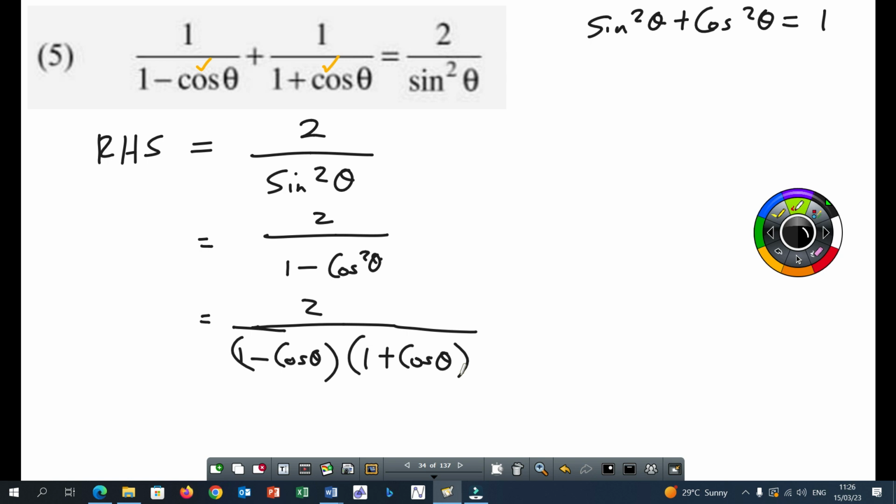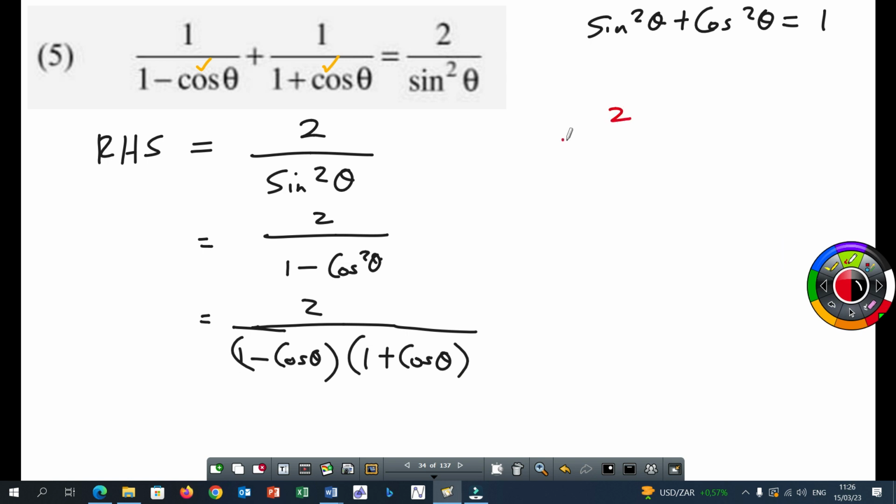Now, if you remember quite well how you work with fractions when you're finding the LCD in algebra, it's like this. If I give you, say, 2 over x plus 1 plus 6 over x minus 2, and I ask you to simplify that, do you agree with me that your LCD will be the product of the denominators? Yes. So now check this. This 1 minus cos theta here is like this x plus 1, and this 1 plus cos theta is like the x minus 2. You just multiply the denominators.